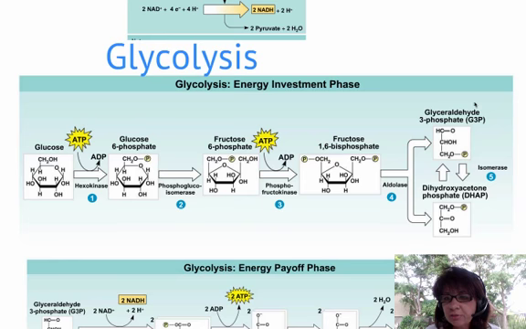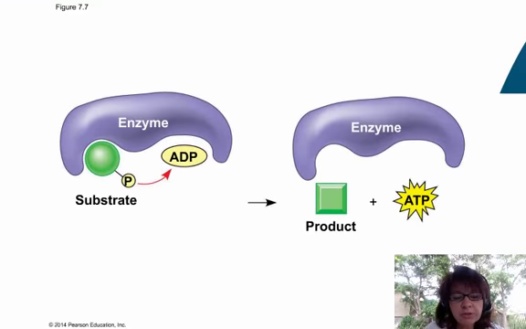But glyceraldehyde 3-phosphate, I do want you to know. This molecule is going to come up when we talk about photosynthesis. This is the first sugar that's made that ends up going into making glucose and fructose in the plants. Okay, so now we need to talk about something called substrate level phosphorylation.